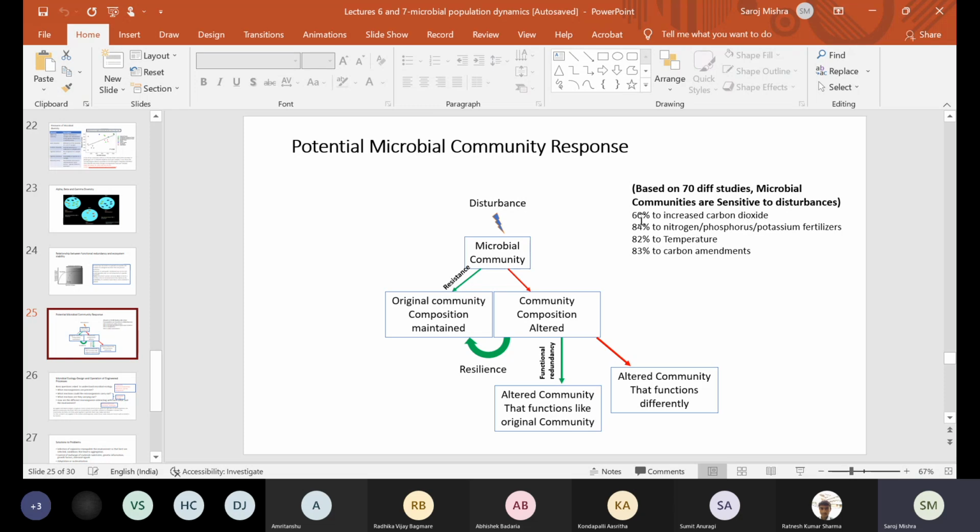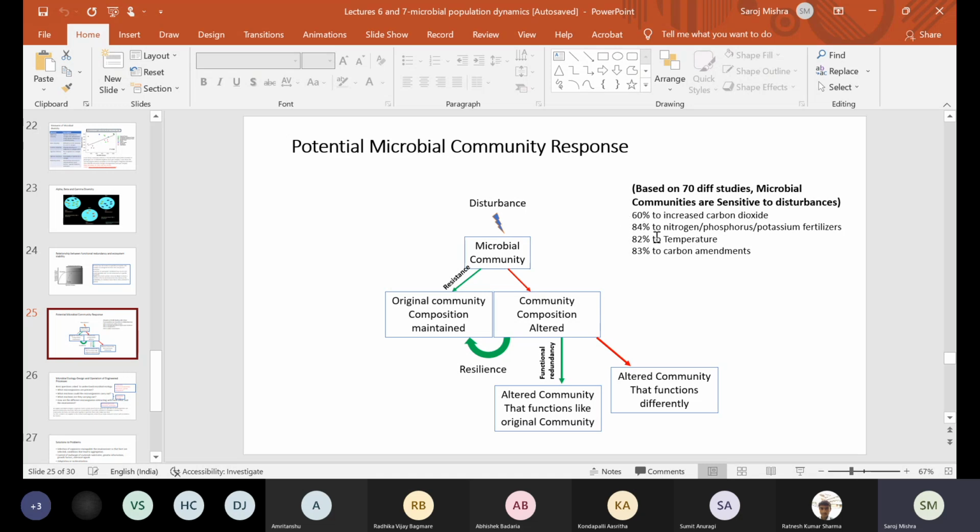Number one, 60% of the microbial communities which have been investigated in these studies are sensitive to increased carbon dioxide. Because sometimes you want to know what are the factors which are going to be most critical. So what we find from the data, 60% of the microbial communities are extremely sensitive to carbon dioxide, and that is the reason why global warming is such a big problem, because we know it is going to alter carbon dioxide generation. Dissolved carbon dioxide which is present is also going to alter the community composition, and that can change the biochemistry of Earth.